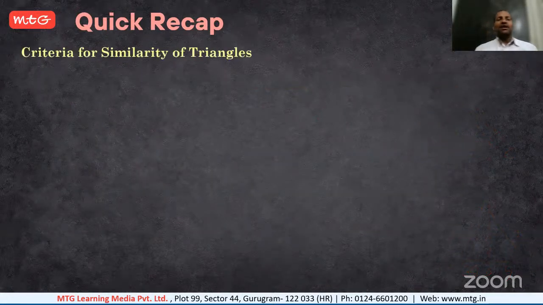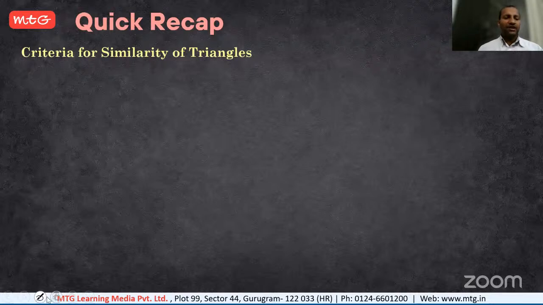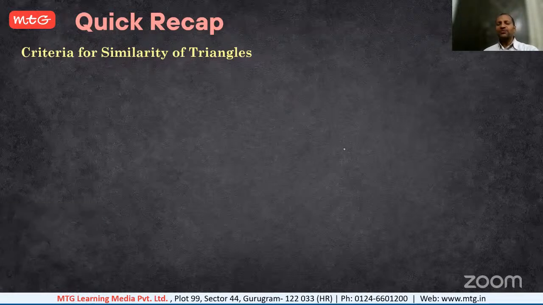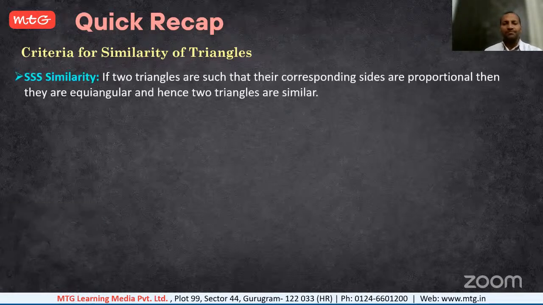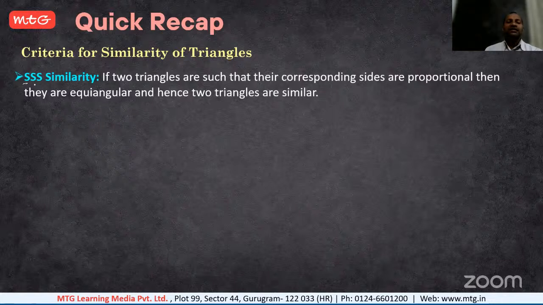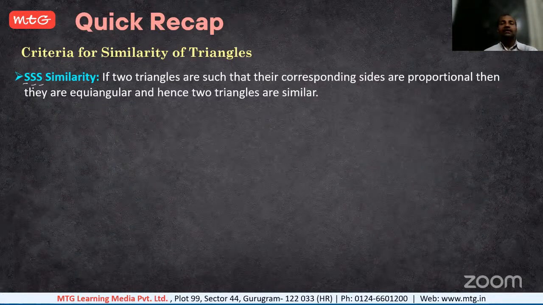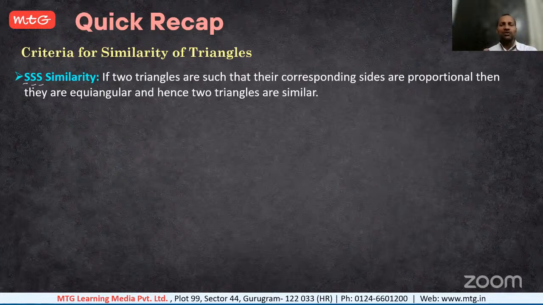So now, like congruency, we have criteria for similarity also. In congruency, we have 4 criteria. In similarity, we have only 3 criteria. So the first criterion is SSS, side, side, side. We know that in similarity, whenever we talk about sides, their ratio will be equal. In congruency, sides are equal, but in similarity, their ratio is equal.